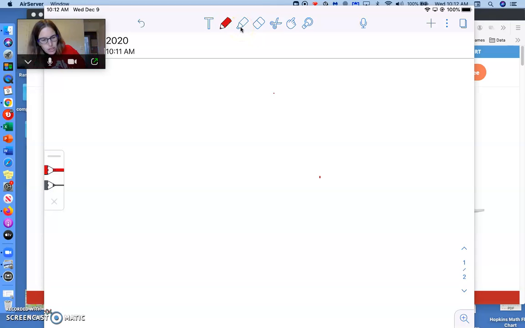Today we're going to take a look at solving exponential equations using logs.